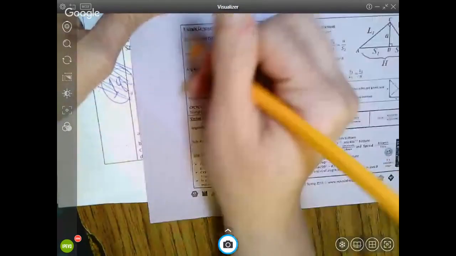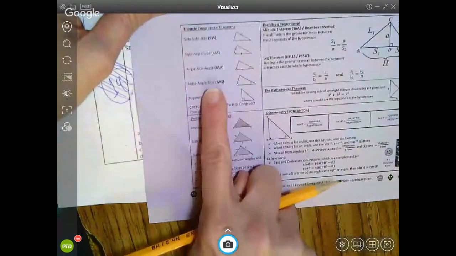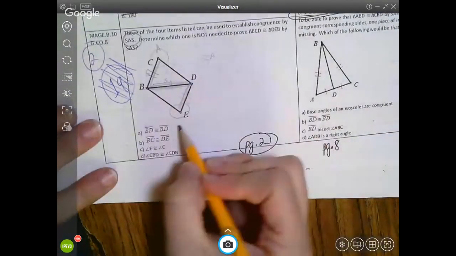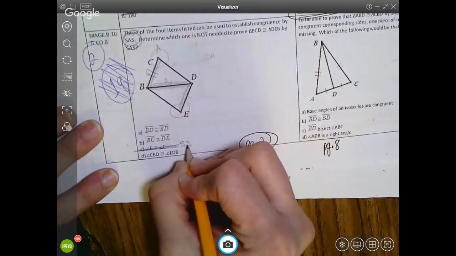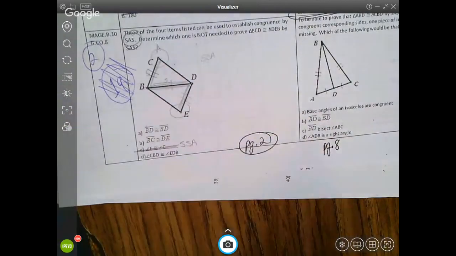If we're on your paper, where are we on the paper? If we're on the paper, it's down here. These are the pictures that we're talking about. Triangle congruence. So we know that it can't be this one because if we had that angle, then we would have side angle or angle side.